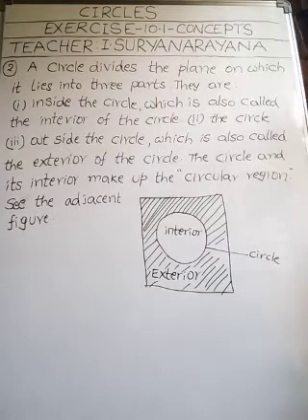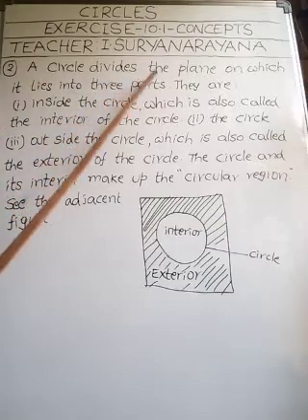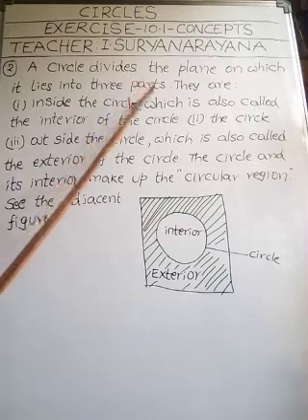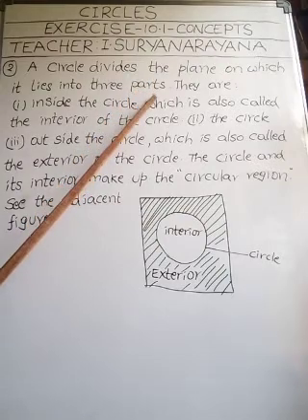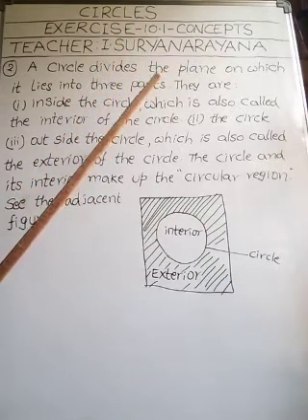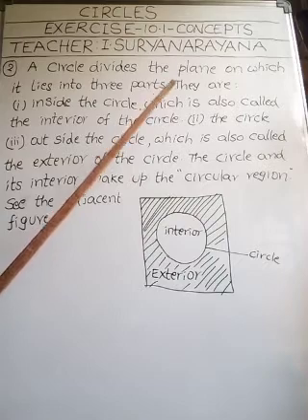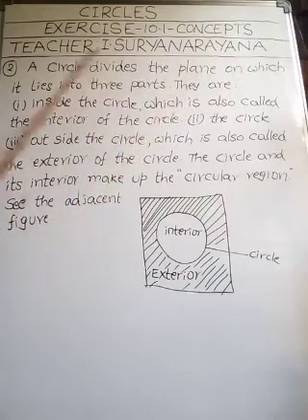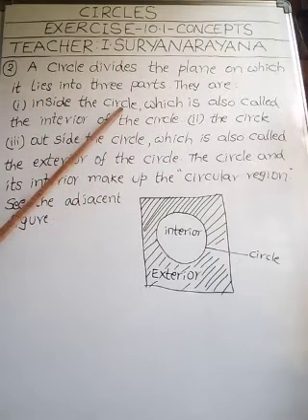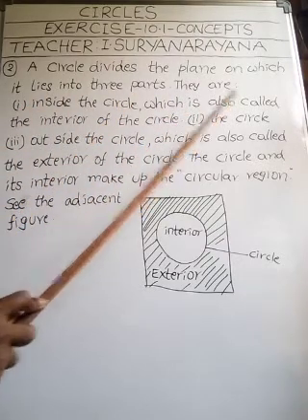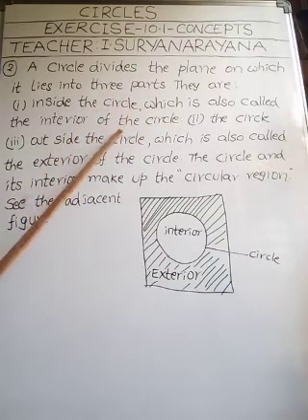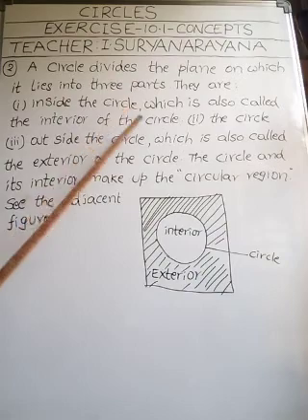Right. Now come to the second point. Point number 2. A circle divides the plane on which it lies into three parts. Okay, my children. If a circle is there in a plane, that circle divides that plane into three parts. What are the three parts? First part, inside the circle, which is also called the interior of the circle. Inside the circle and interior of the circle both denote the same.